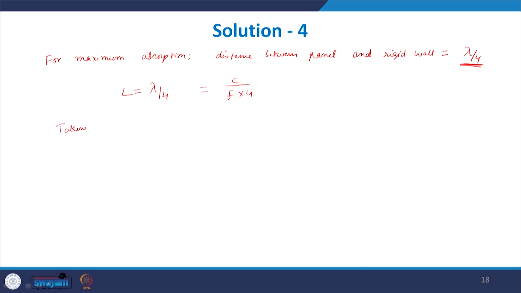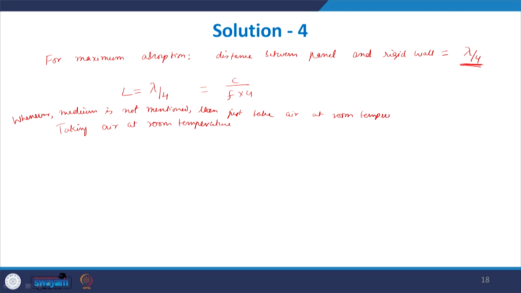taking air at room temperature. So whenever the medium is not mentioned, then just take air at room temperature. Whenever no specific condition is given to you, we assume the most commonly found medium, which is air at room temperature. So in air at room temperature, C is 340 meters per second, this is the value we take.